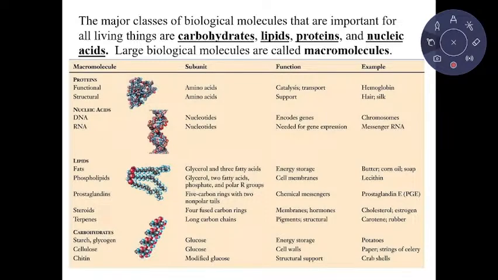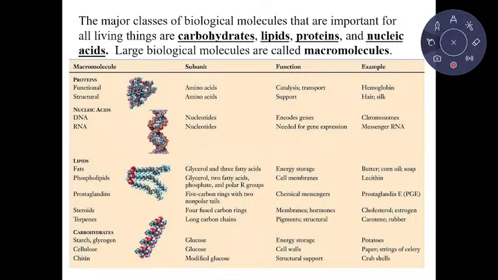For example, hemoglobin. In hemoglobin, the protein amino acids are involved functionally in the catalysis process and transport process, and structurally amino acids provide support, like hair and silk. See why our hair is so shiny, with a glow, and very strong: because of this protein macromolecule present in our hair. And in hemoglobin too, functionally it is involved in catalysis and transport.